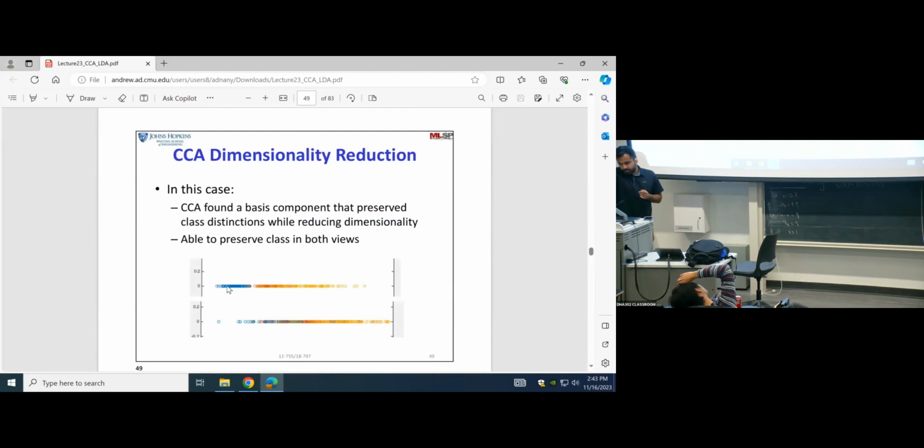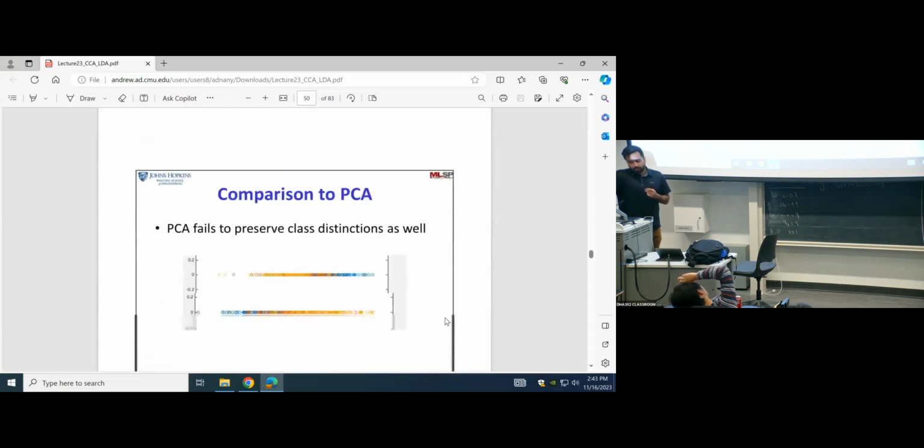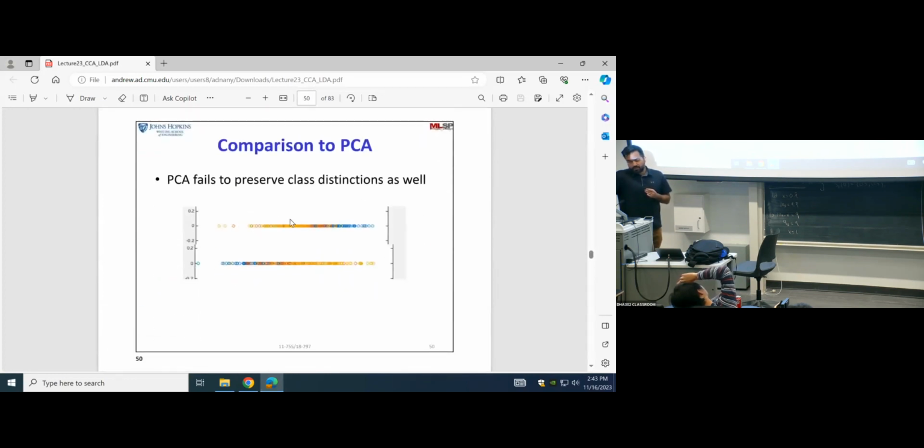Okay, and then CCA can find the class distinctions while reducing dimensionality. So CCA is a dimensional reduction technique, like PCA, right? Same thing. And PCA, because it's on a linear manifold, we can't really trust it, right? It doesn't have this objective of distinguishing between classes.